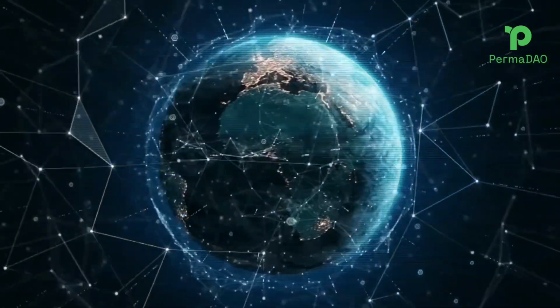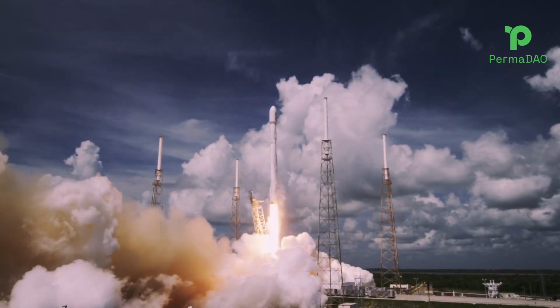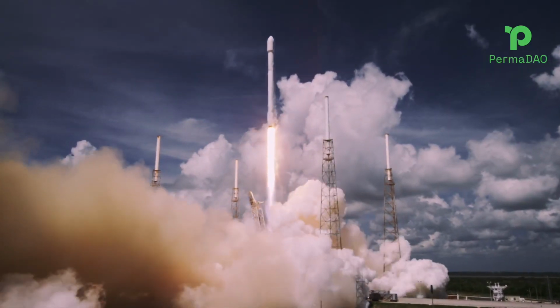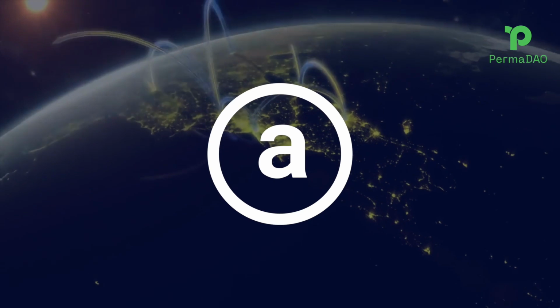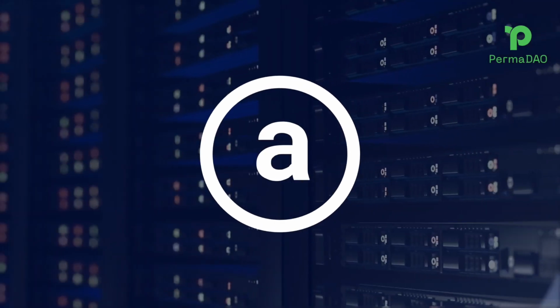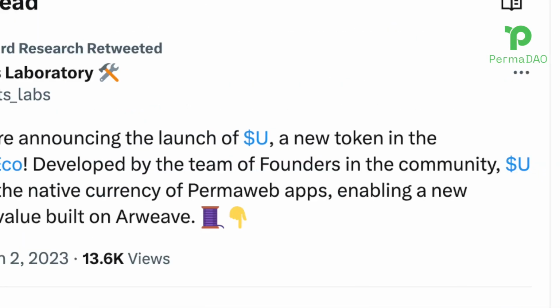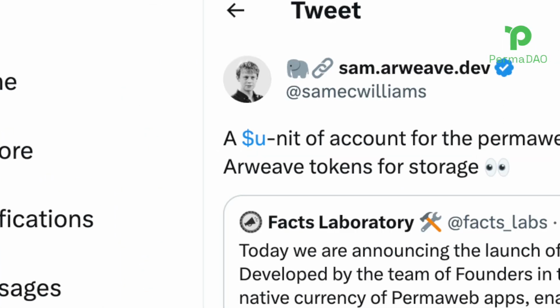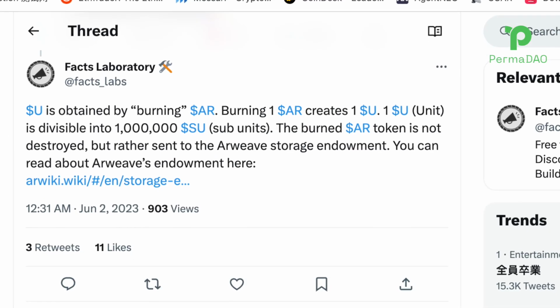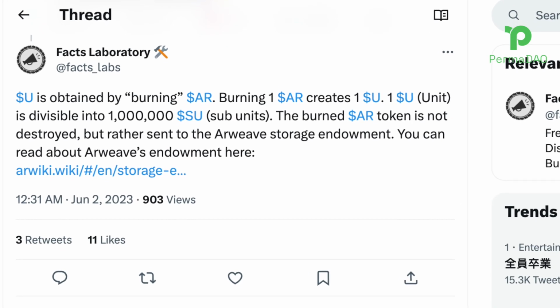The decentralized storage industry has experienced tremendous growth in the past few years, with Arweave emerging as one of the most important public chain ecosystems in this space. Arweave has nurtured a number of valuable startups that have leveraged its ecosystem to drive innovation and growth. One of the latest developments in the Arweave ecosystem that has garnered significant attention is the launch of the uToken by Facts Labs and other founders in the ecosystem.